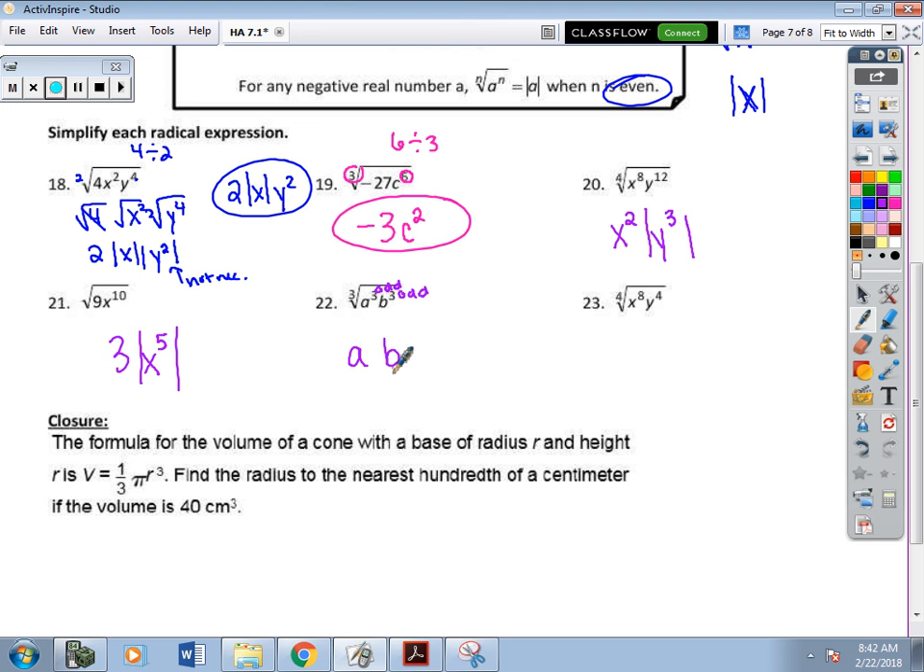And the last one, we would divide these to get x squared and y to the 1st. Do either of those need absolute value bars around them, Garrett? Just the y.